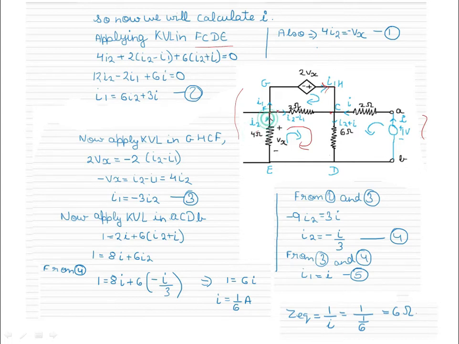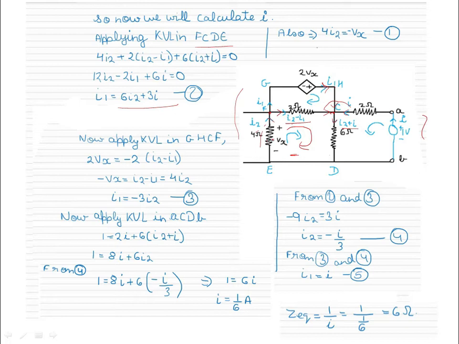Since I2 is flowing here and I1 is flowing here, the total current flowing here would be I2 minus I1. And then at this point I2 minus I1 is coming, I1 is coming from here and I is coming. Then the total current flowing here would be the summation of these three currents, which would be I2 plus I. So now we'll apply KVL in this loop. So 4I2 is equal to 2(I2 minus I1) plus 6(I2 plus I). Then you'll get this equation.